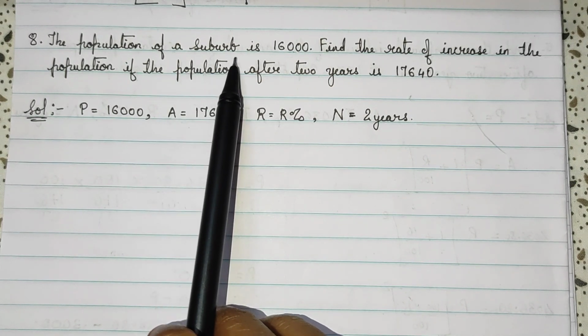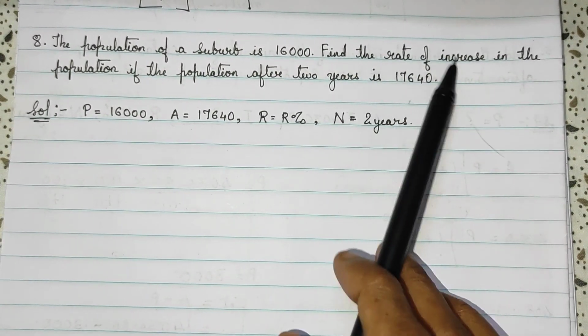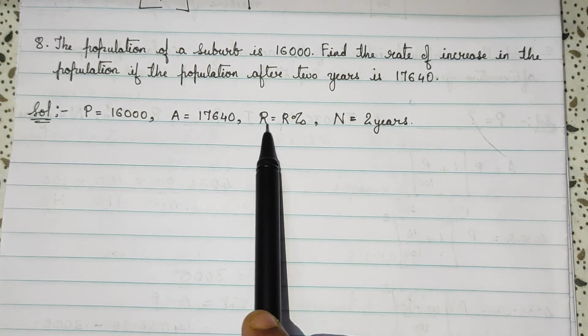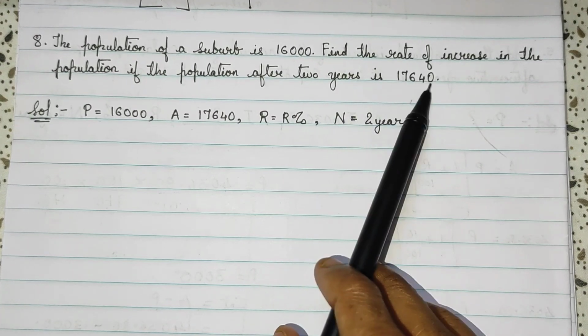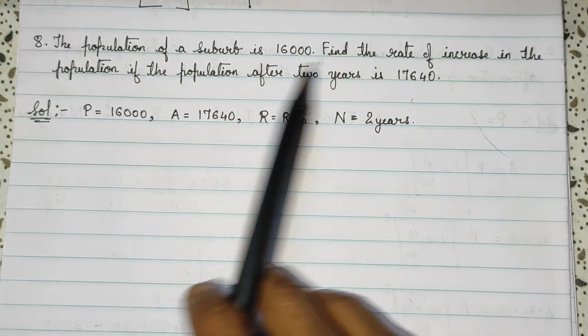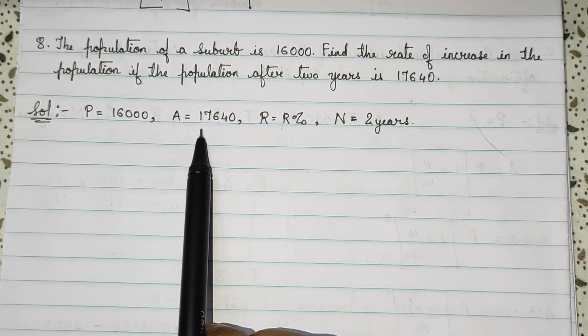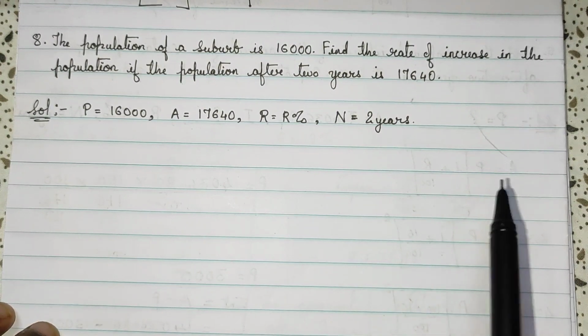The population of a suburb is 16,000. Find the rate of increase. So here we have to find out the rate in the population. If the population after 2 years is this much, that means we have the principal and also the amount. So rate we do not have, and the number of years is 2 years.